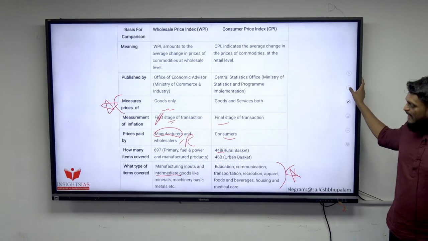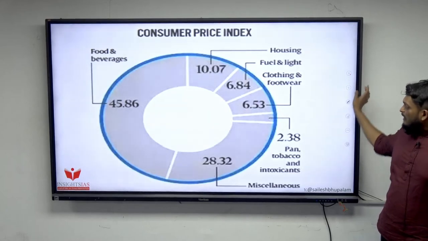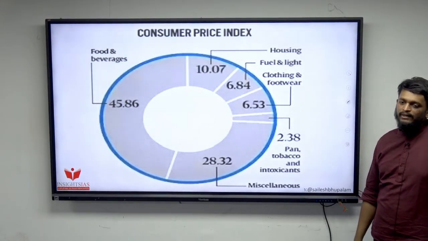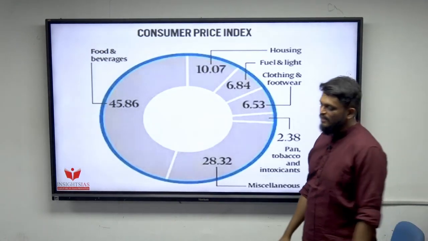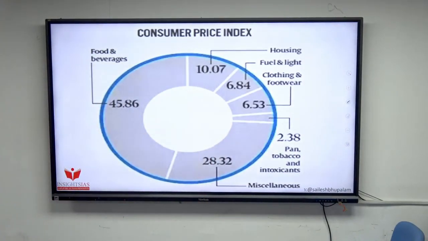So for the remaining aspects of CPI and WPI, you can read this. This is also factual information. And in this, numbers are not important, but it is better if you remember the order. Order means the highest is food and beverages. Here one more small concept is present. The weightage given to food and beverages in CPI is very high.